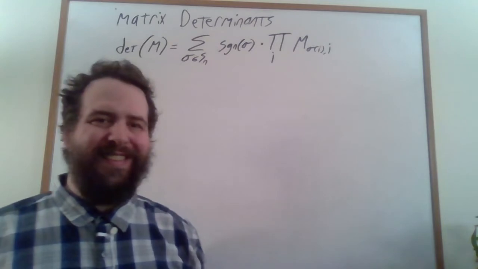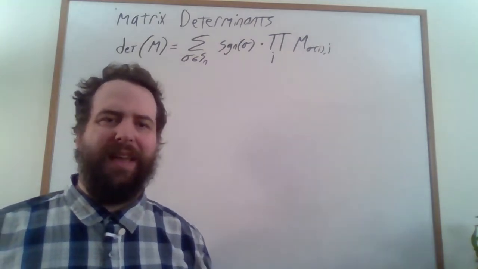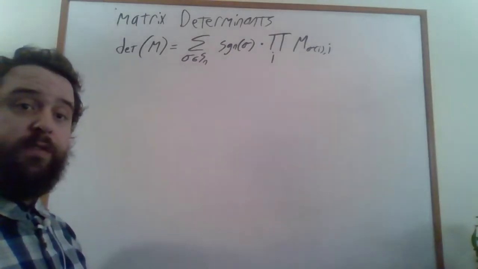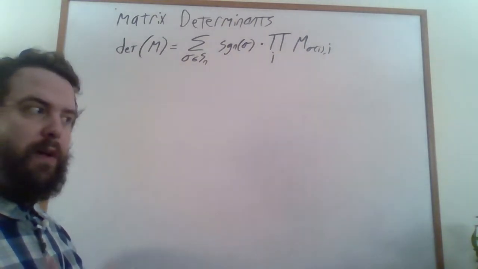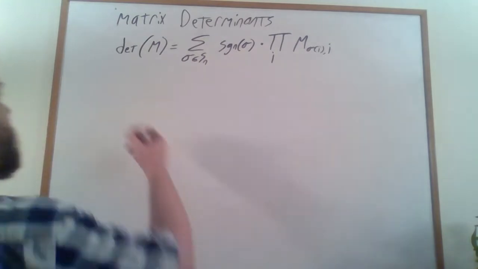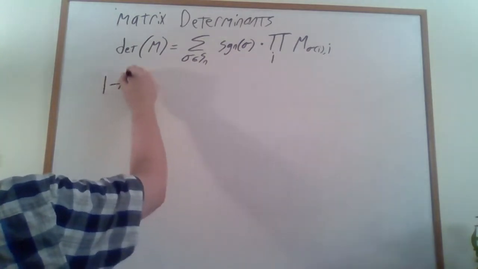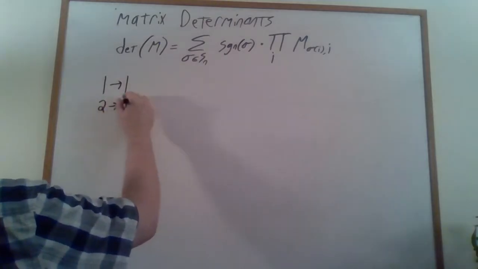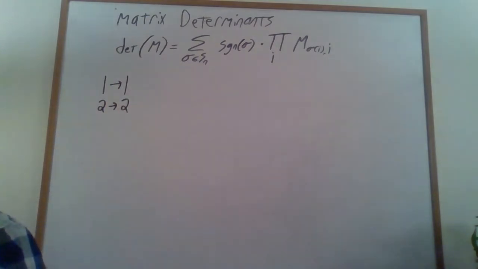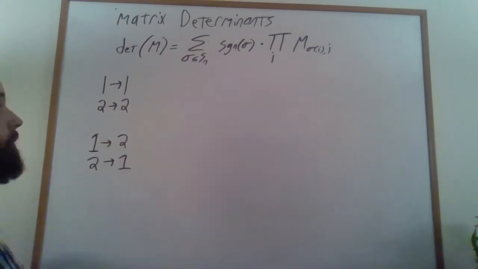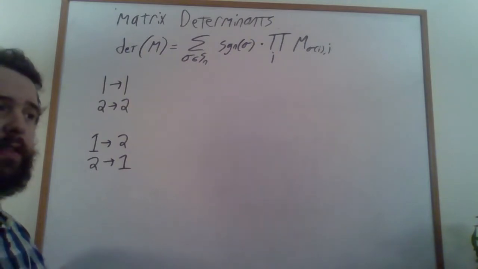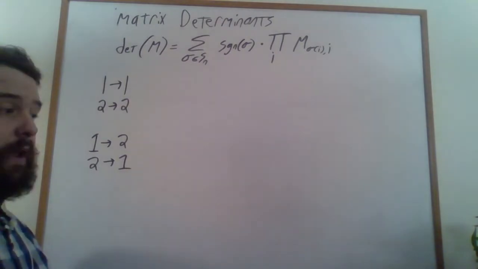So let's see this in action with just a basic 2x2 matrix. It turns out that there are only two permutations on the numbers 1 and 2. We can either keep them as they are, we can have the identity function, f of x is equal to x, or we can swap them around. Now, when I'm looking at these particular types of permutations, I like to think about the corresponding permutation matrix.